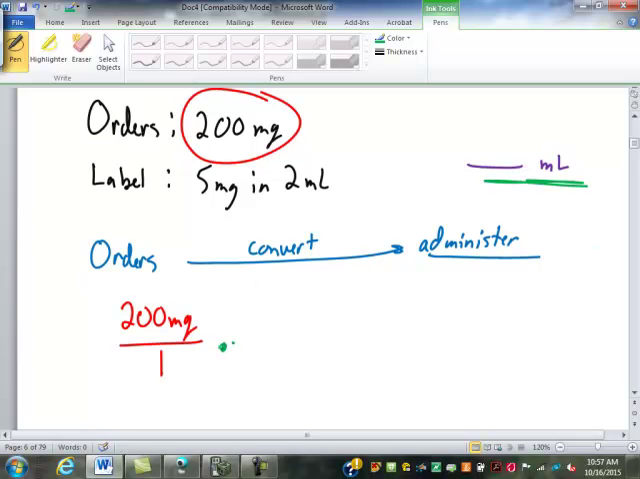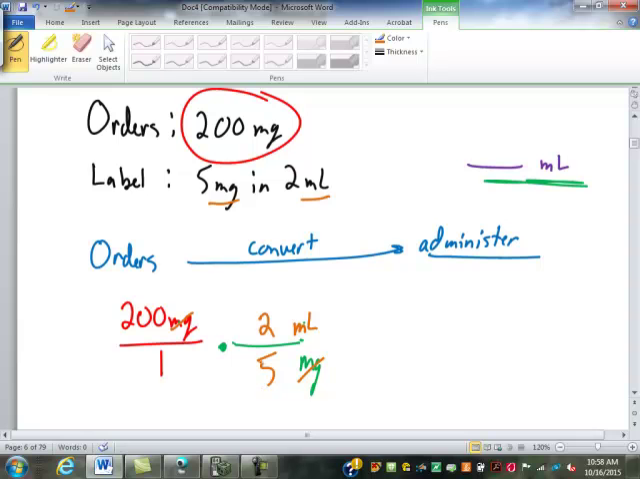So we're multiplying by a conversion factor, a unity fraction. We're getting rid of milligrams. So over in this fraction, where do the milligrams have to go? Top or bottom? Bottom, so that they will cross-cancel out. And we have an equivalency that relates milligrams to milliliters. So milliliters are going to go on top. And we have 5 milligrams in 2 milliliters.